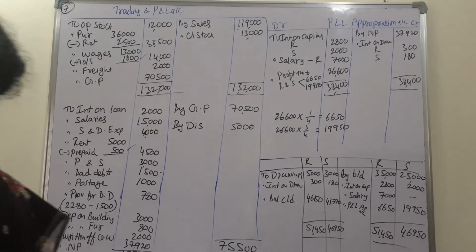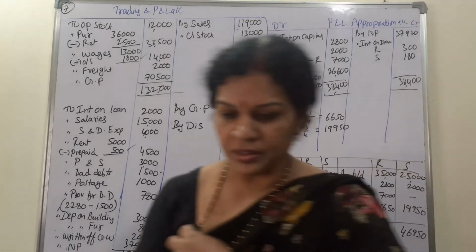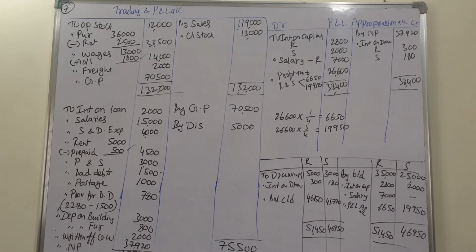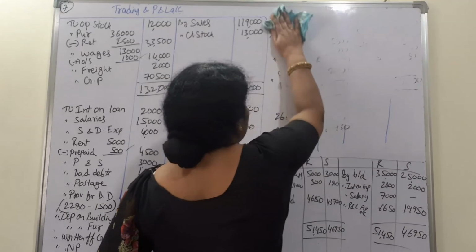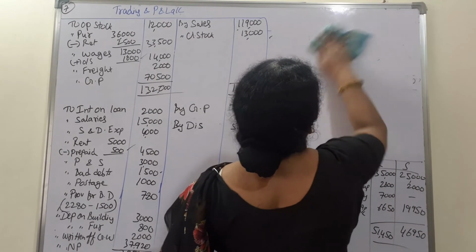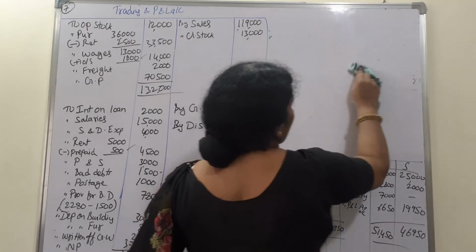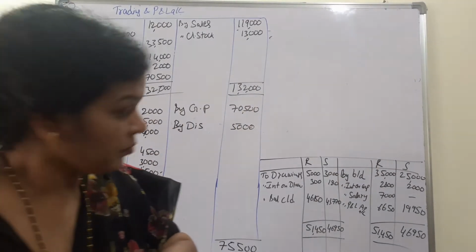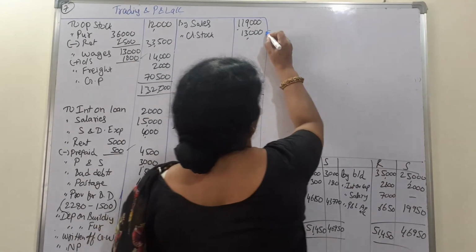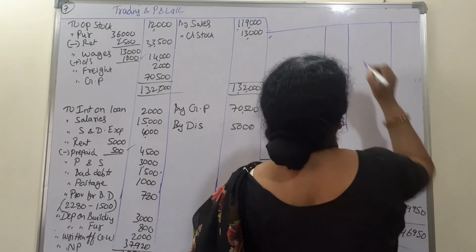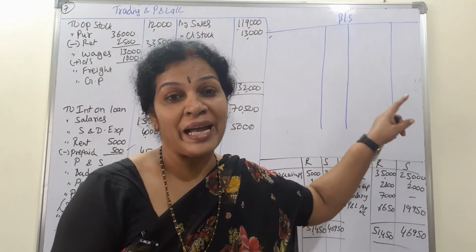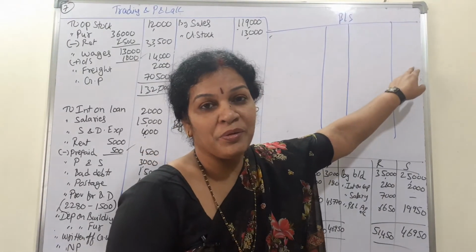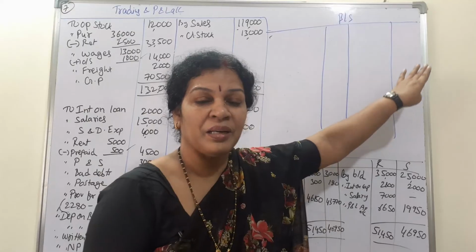Now we'll see the balance sheet. Balance sheet, where is the duster? I'll rub this part, preparation of balance sheet. I'm writing simply, you have to write the pro forma clearly. Balance sheet of so and so as on, liabilities, amount, rupees, liabilities, amount, assets, amount, like pro forma you have to write, okay?